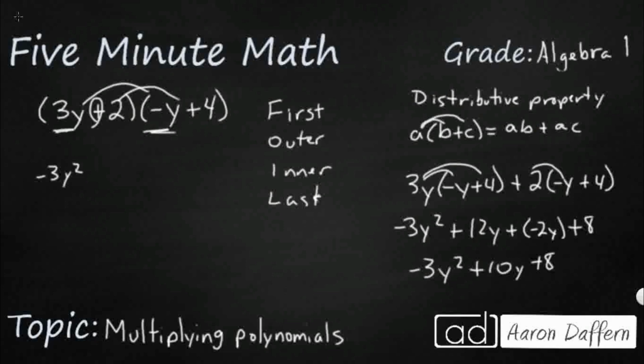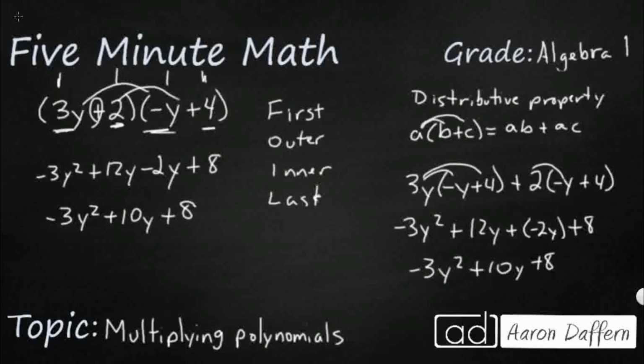Our outer terms, so it's this outer one and this outer one. So that's going to be a plus 12y. Our inner terms, right, 2 times negative y, that's your negative 2y. And then last, the last one, that's going to be the 2 and the 4, plus 8. So obviously we're going to get the same answer, but most of us prefer FOIL just because it's a little simpler and a little bit less writing.